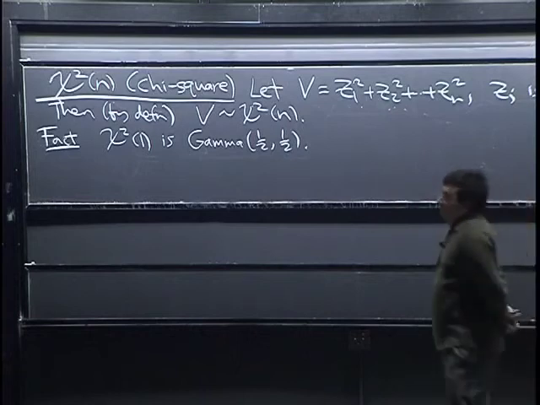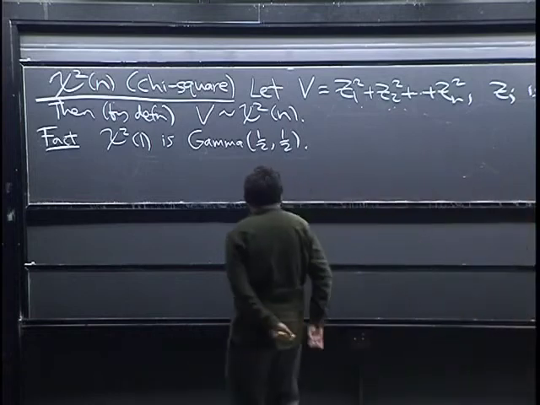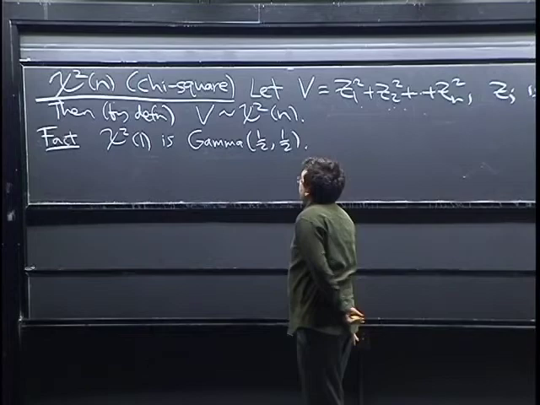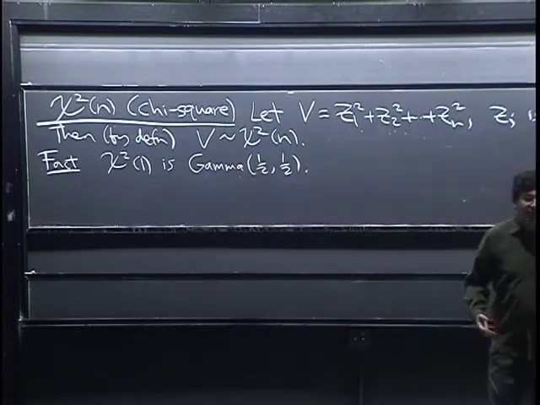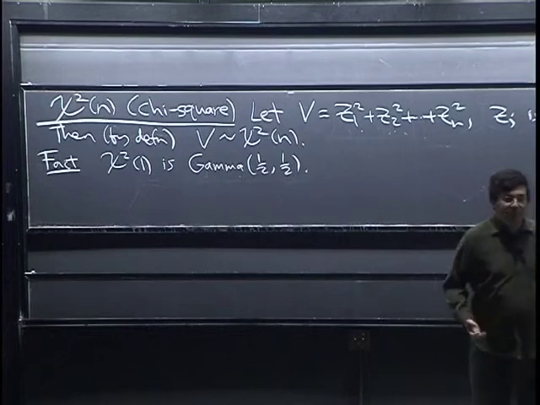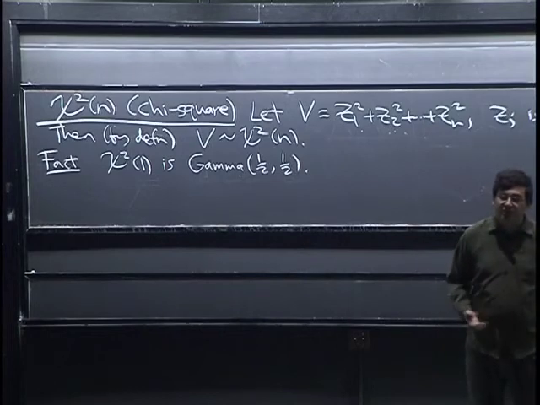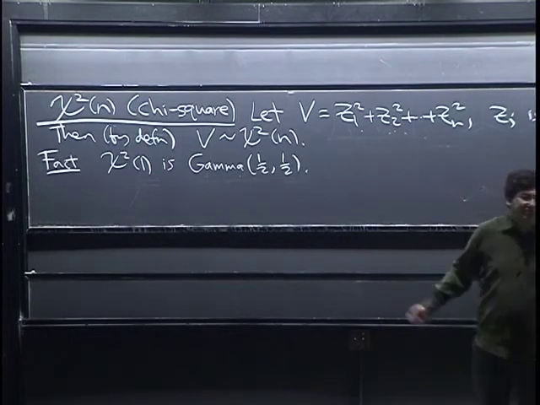So that's a useful fact about the chi-squared, because we already know a lot of nice things about the gamma. We know how it relates to the beta. We know how to add up gammas, and we know how to get moments for the gamma, things like that.